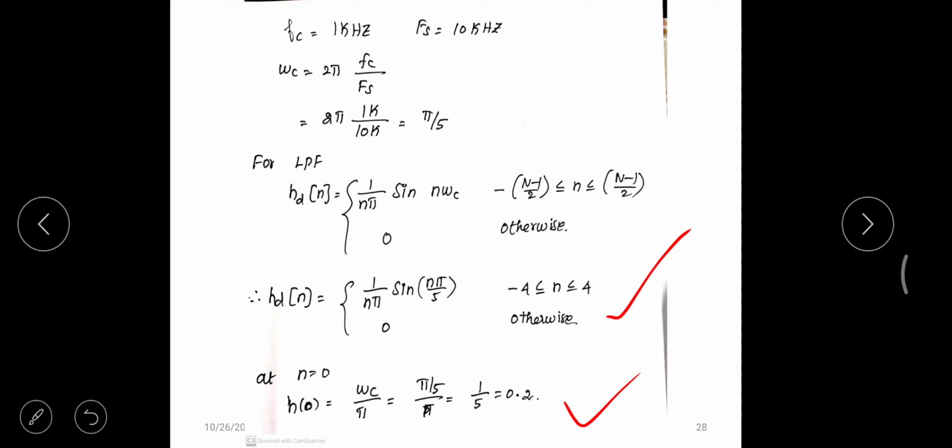For the rest of the values of n, like n is equal to minus 4, minus 3, minus 2, minus 1, 1, 2, 3, 4, for all those values of n, I may use this hd of n function. For n is equal to 0, I should use this 0.2. So whatever things we have done in this page, the same thing I am going to write in the program also.